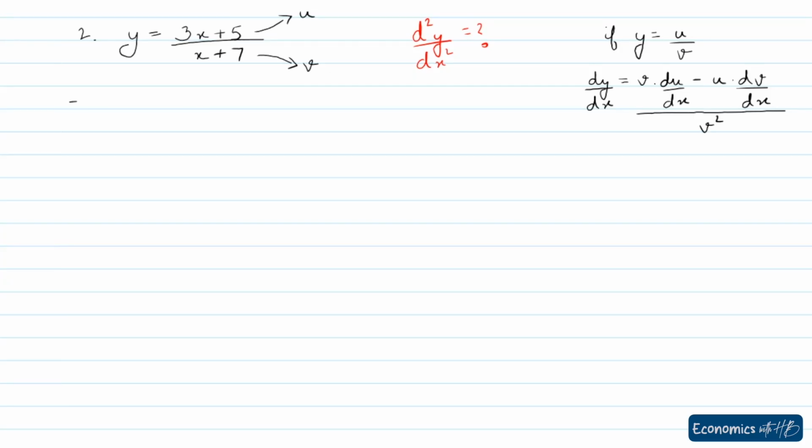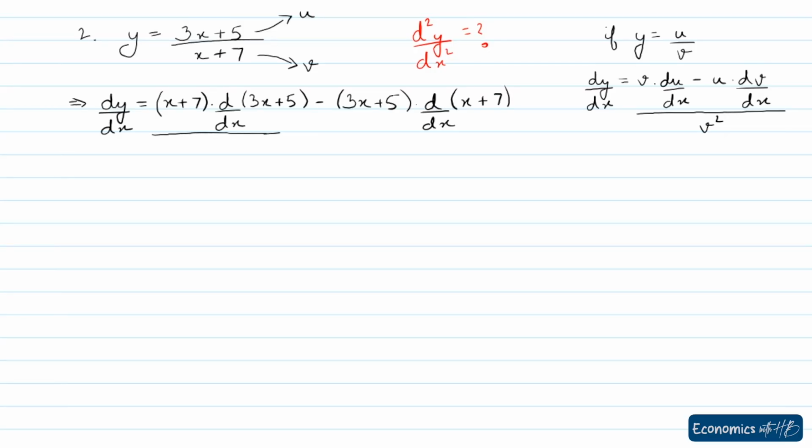So we get dy by dx here is equal to v, which is x plus 7, into d by dx of 3x plus 5, that is du by dx, minus u, which is 3x plus 5, into d by dx of v, which is x plus 7, and all of this over v square, that is x plus 7 whole square.